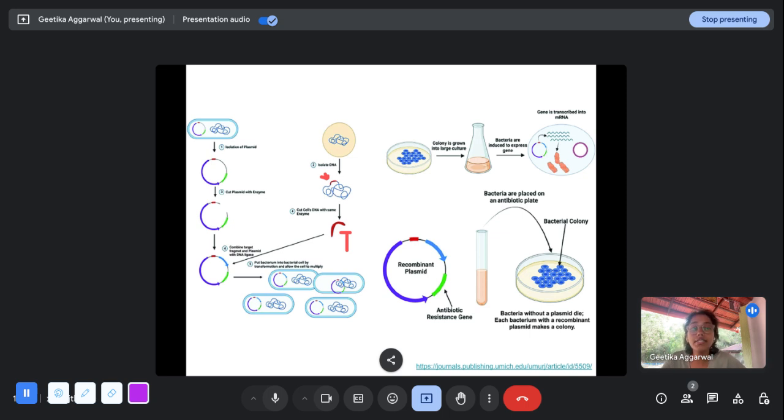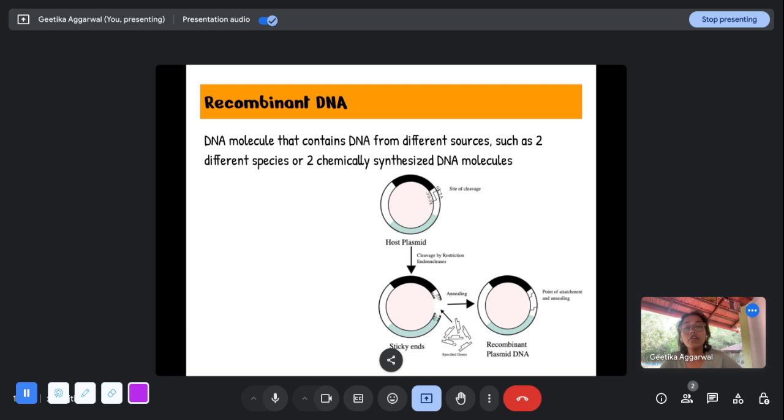Now we will look at step by step how this is happening. First of all, what is recombinant DNA? We've been talking about how this plasmid, which is ligated with the target gene, is called recombinant DNA. Recombinant DNA, as the term suggests, is a DNA molecule which contains DNA from two different sources. So, it has DNA from either two different species or two chemically synthesized DNA molecules.